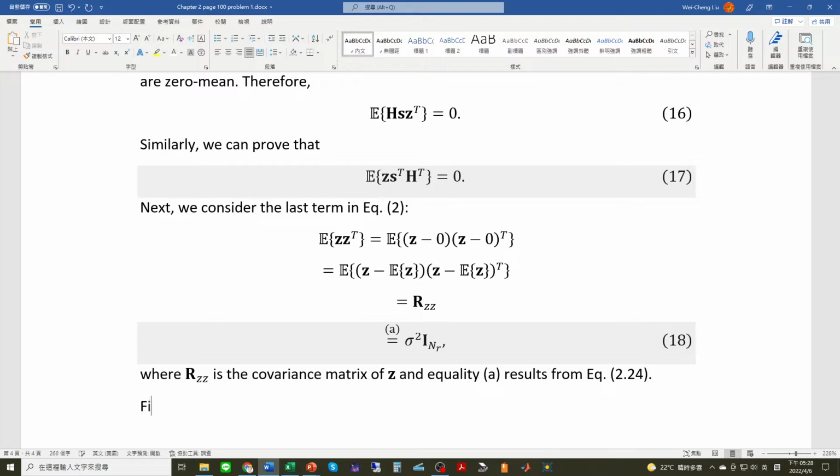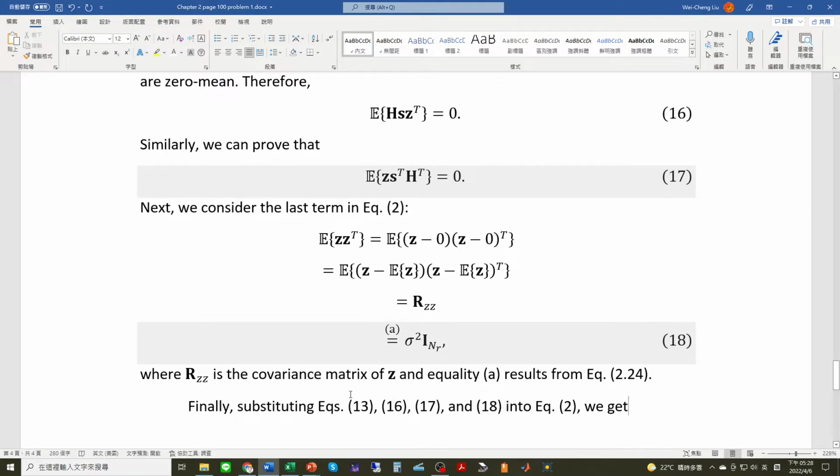Okay, finally, substituting equations 13, 16, 17, and 18 into equation 2, we get.